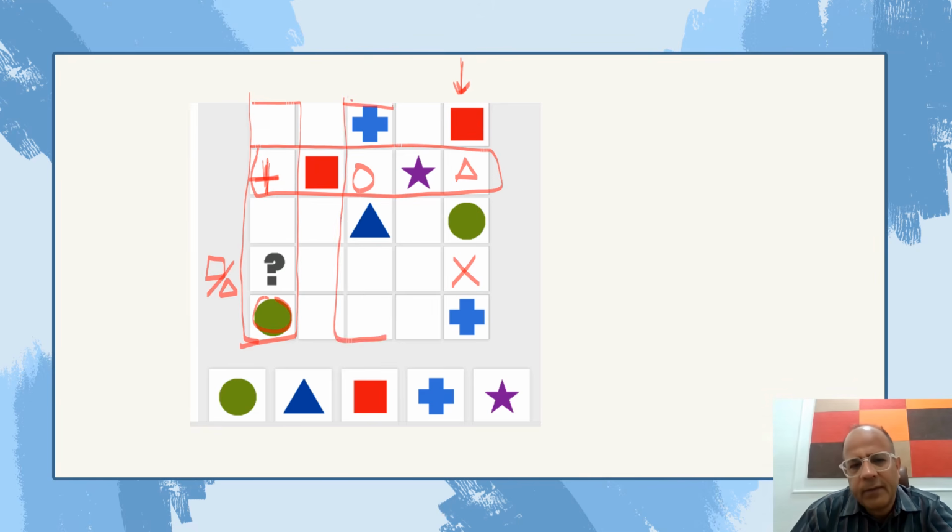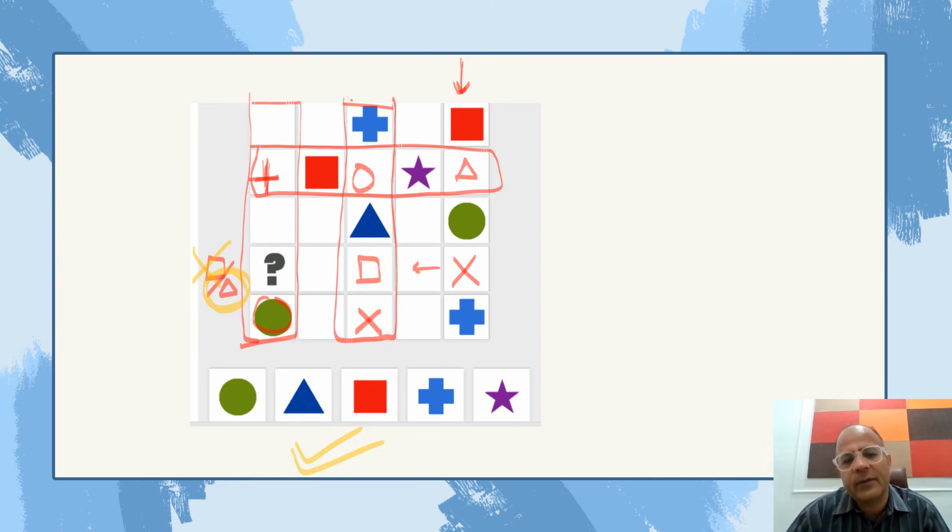This is the column I am interested in once again. It has a plus sign, a circle and a triangle. I'm left with a square and a star. Since the star is over here, a square is going to be over here and a star is going to be over here. Now going back to my question: I was getting two possibilities over here, either a square or a triangle, and since a square is over here, I'll remove the square and the only possibility for my answer is a triangle. So my answer is going to be the B option.